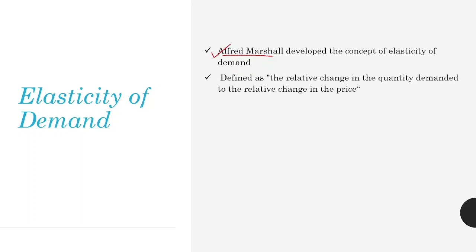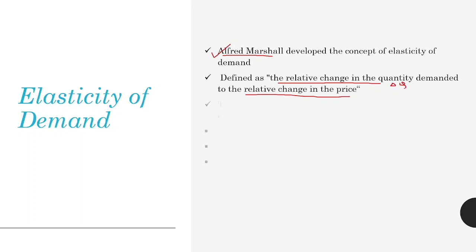So our first topic is elasticity of demand. As we know, Alfred Marshall was a famous economist and he gave the concept of elasticity of demand. So always remember who gave the concept of elasticity of demand. It was Alfred Marshall. And he defined elasticity as the relative change in the quantity demanded to the relative change in the price. So it means that it tells about how much there is change in quantity if we change the price. So this is basically elasticity of demand.